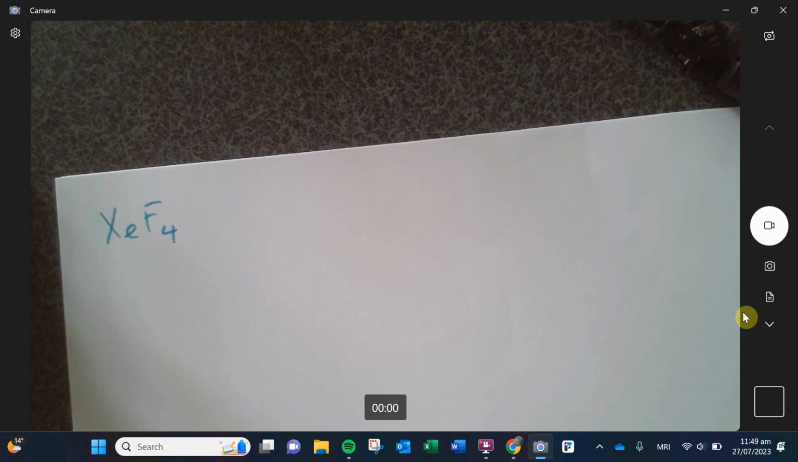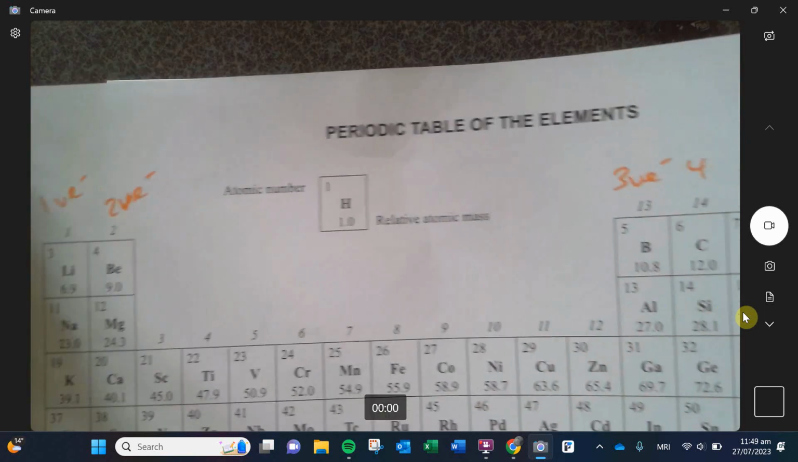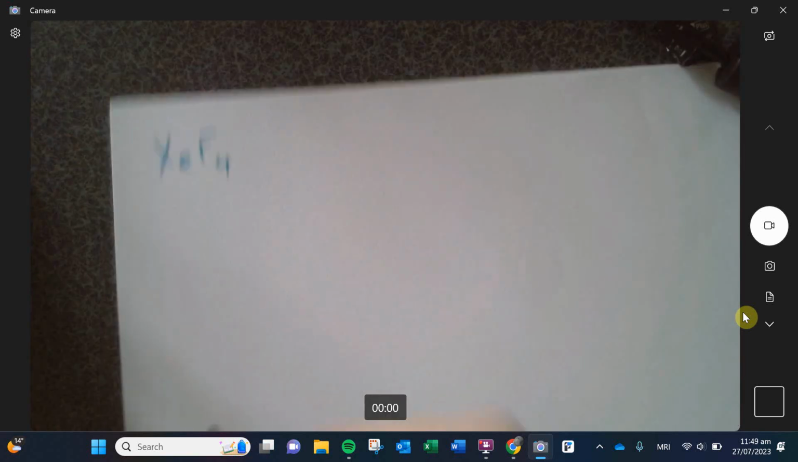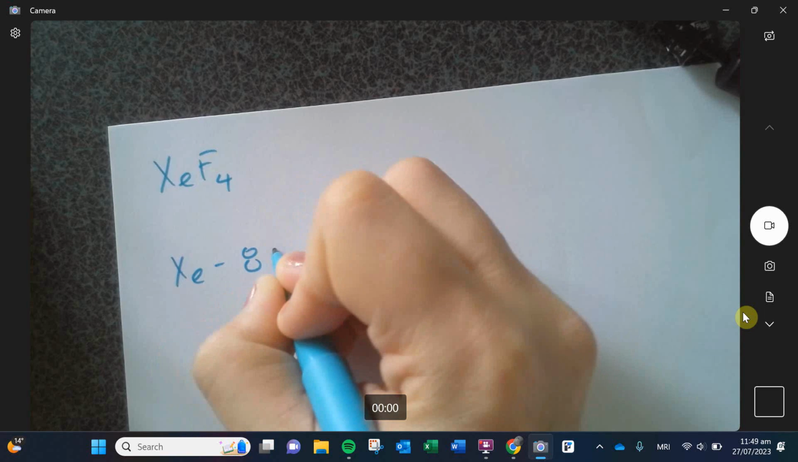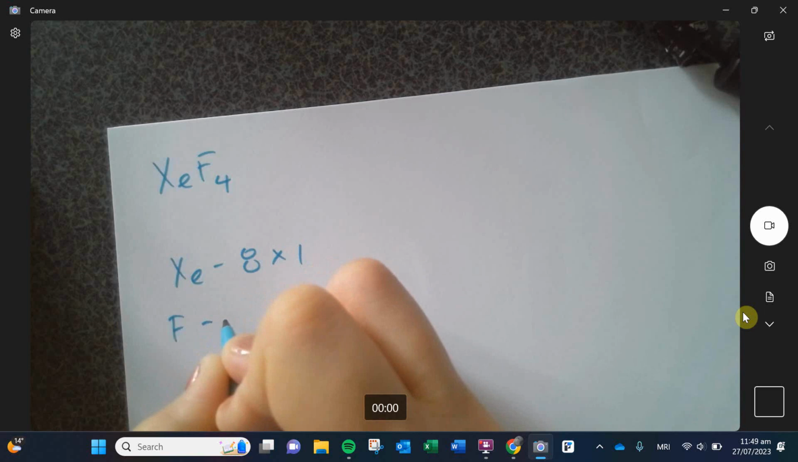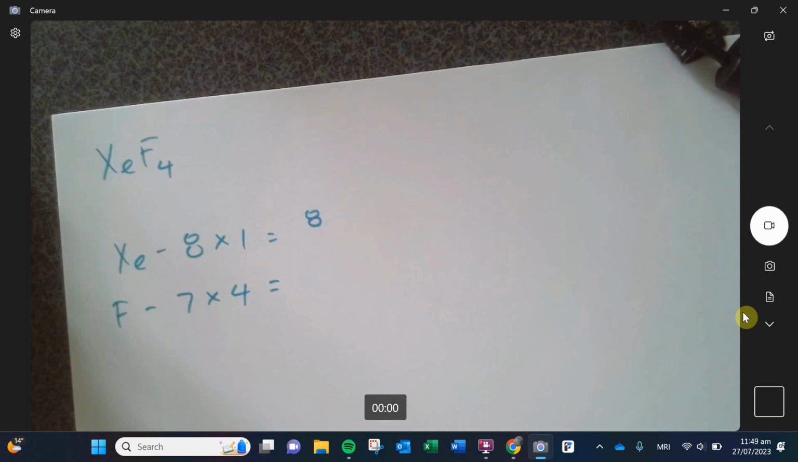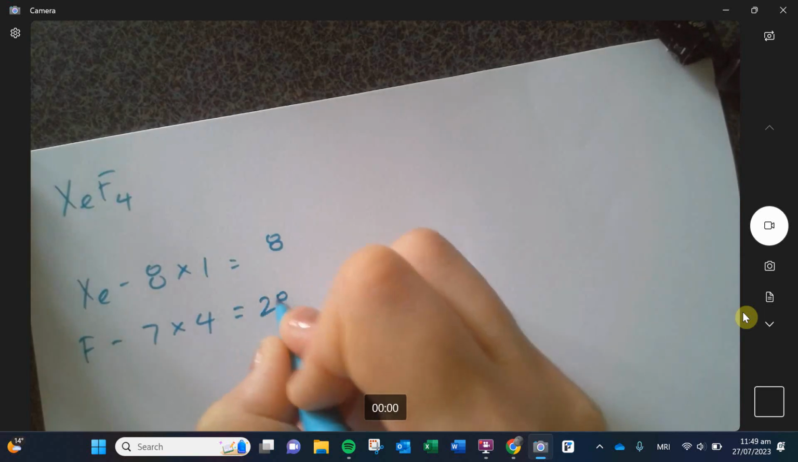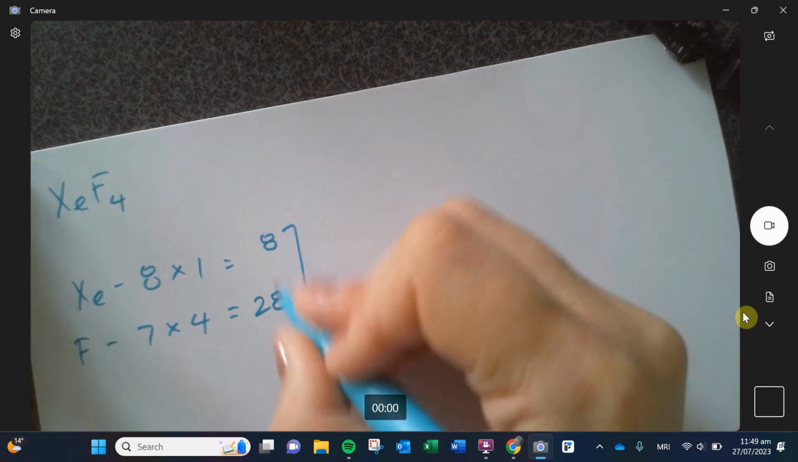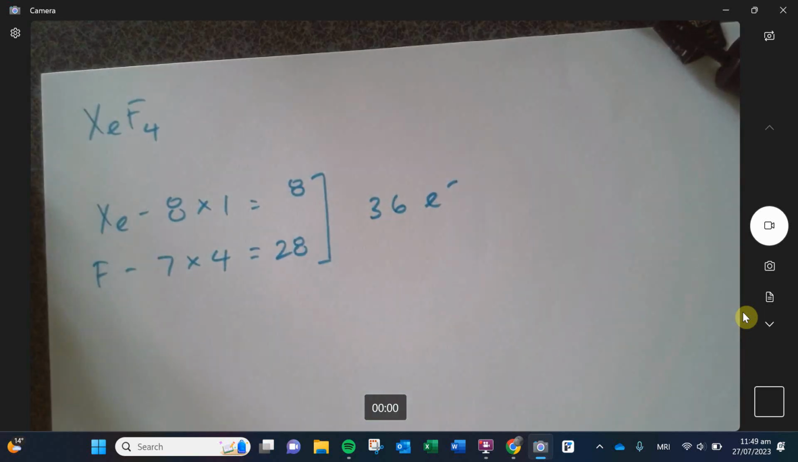Yeah. Where is that? Not F, Xe. Xe is 18. So it is 8. Xe is 8. I know, but we're dealing with bigger atoms. And then fluorine is 7. You have 4 of them. So that would be 8, and then 21, 28, right? So you are dealing with 36 electrons? All right, figure it out.